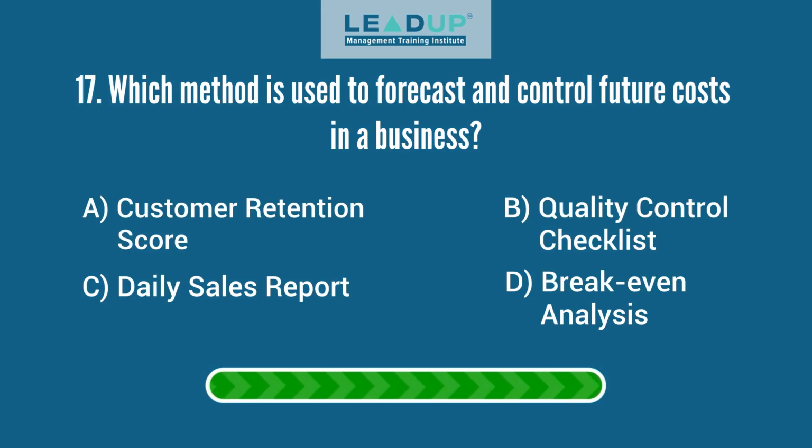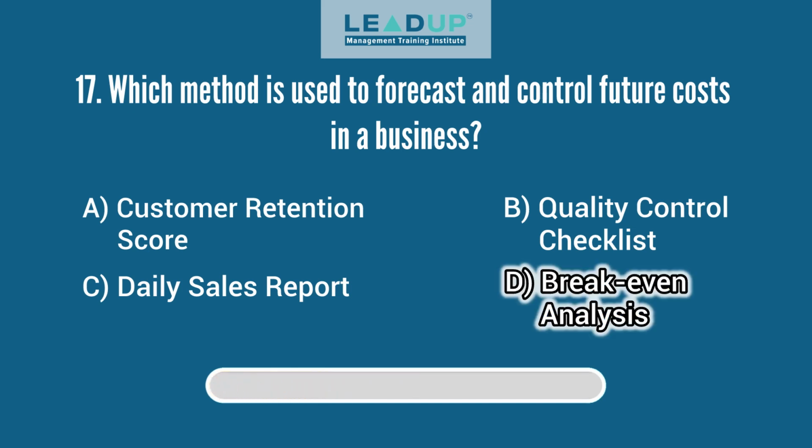Question 17. Which method is used to forecast and control future costs in a business? A. Customer retention score, B. Quality control checklist, C. Daily sales report, and D. Break-even analysis. The answer is break-even analysis.